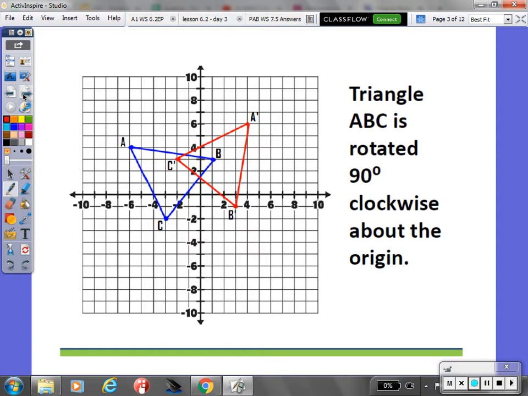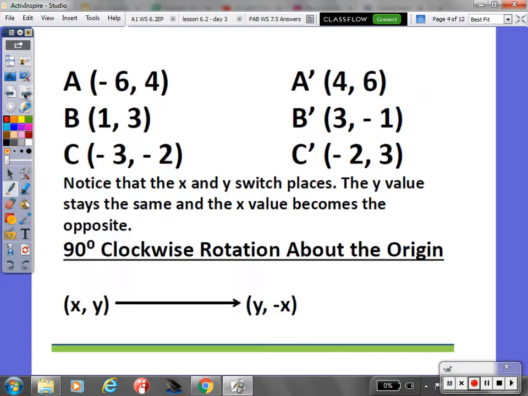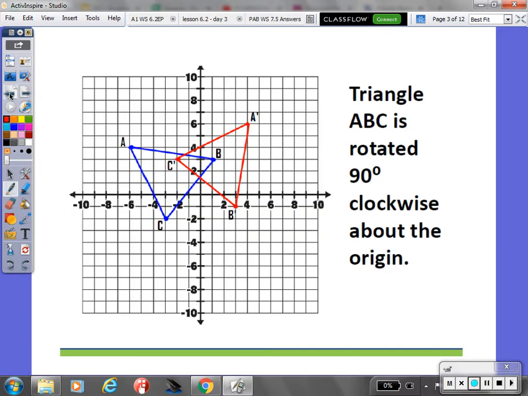So this particular one, we're rotating 90 degrees clockwise. So clockwise, if we look there, we have triangle A is where we start with. So -6, 4 is our ordered pair for A. And notice where A ends up after that rotation. So A is now at 4, 6. So notice what was a y coordinate, the 4, is now in the x coordinate spot.